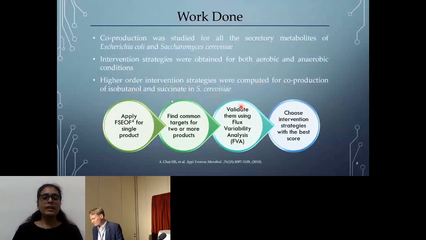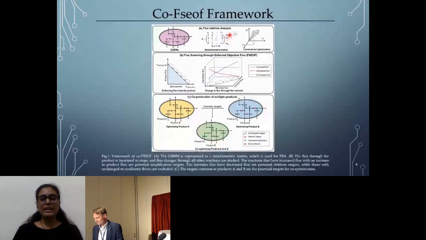So the workflow goes like this. We apply FSEOF for a single product and find the common targets for two or more products, and we validate them using flux variability analysis and choose the intervention strategies with the best score. So I'll explain the workflow in a detailed fashion.